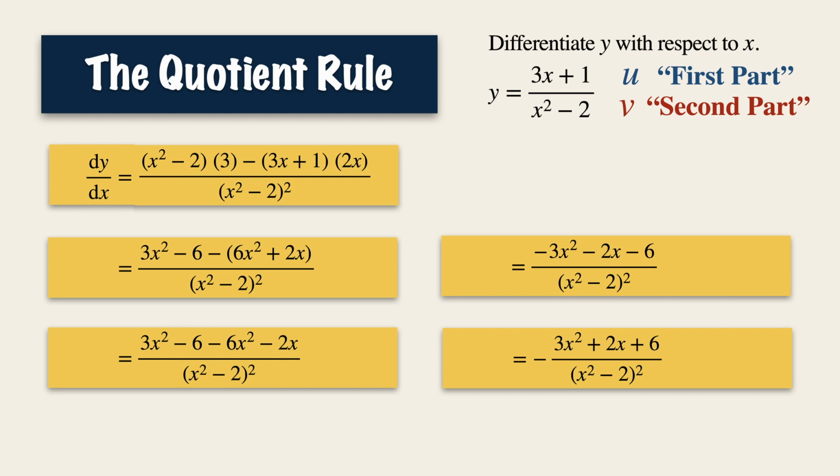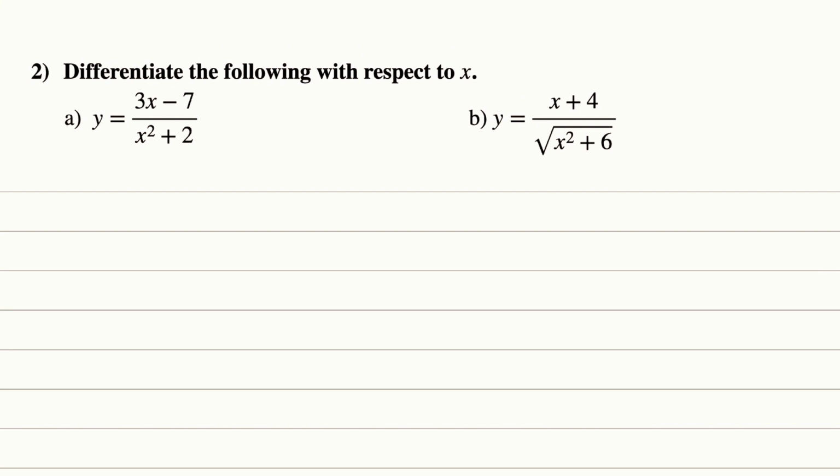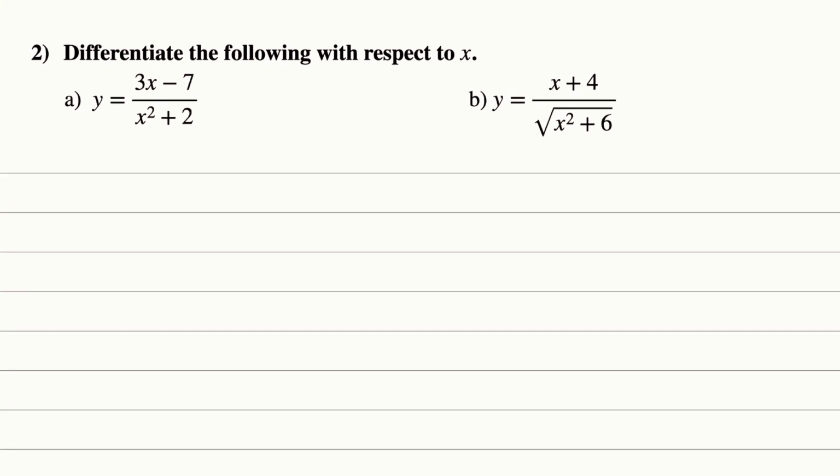So there you have it. This is the derivative of y when we use the quotient rule to help us. Now let's try out some examples so that we can be very clear on how to use the quotient rule.